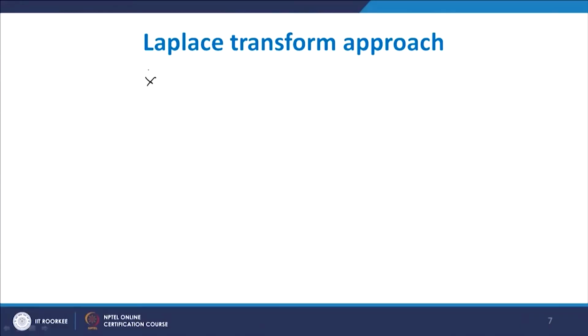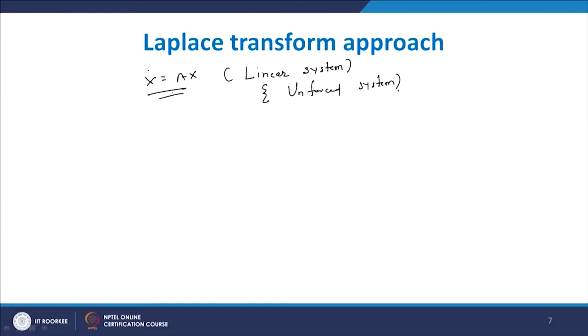So, our original equation is x dot equal to A x. This is a linear system, and it is also called an unforced system. Now, our purpose is to get x of t. So, what we do is take the Laplace transform of this equation and see whether we get x of t or not. So, taking the Laplace transform on both sides.